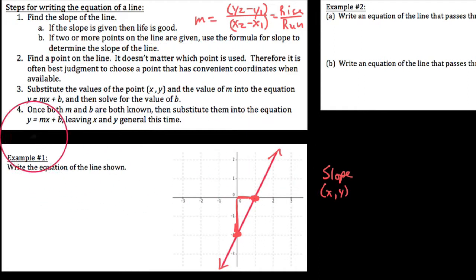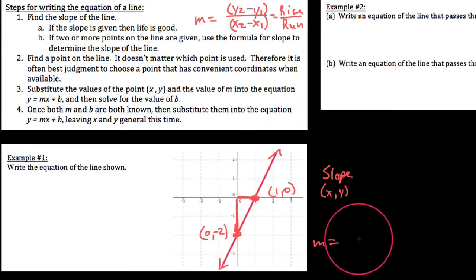So let's go ahead and try this. Before we go through steps 3 and 4, let's try the first two on example number 1. It says write the equation of the line that's shown here. It says, first of all, is the slope given? Now, we could use the slope formula here. We notice that we have a point 1, 0, and a point 0, negative 2. And if we were to use the slope formula here, it looks like we would get this.